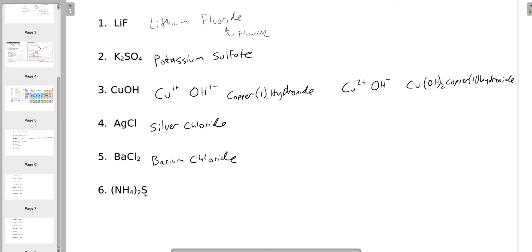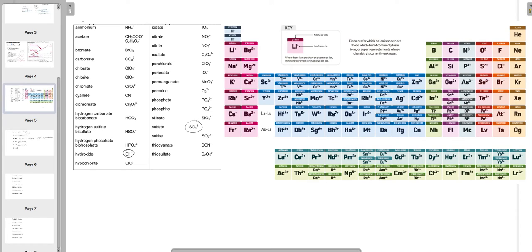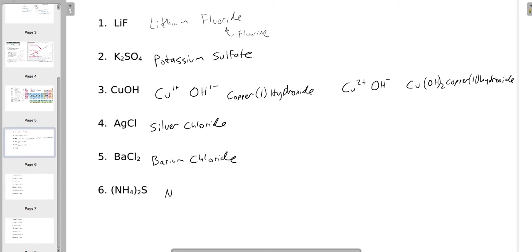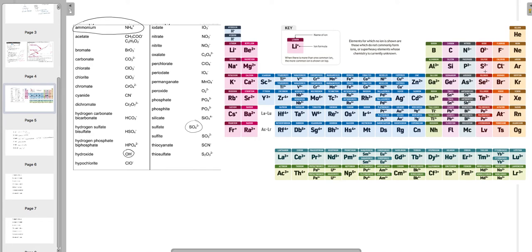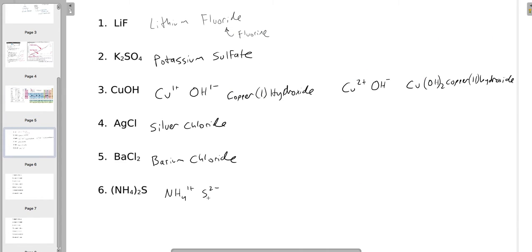Okay, (NH4)2S. This is a polyatomic cation, and it's up here. Ammonium has a charge of 1+. So this was NH4+, and I can tell that this sulfur must have had a charge of 2-, S2-. And if you look on the periodic table, you'll find sulfur is in the chalcogens group. It's 2 columns over from the noble gases, so sulfur has a charge of 2-, and because it's just a single element as an ion, we just change the name to sulfide.